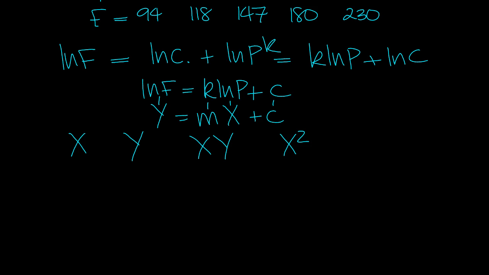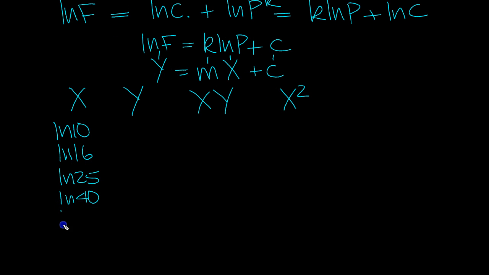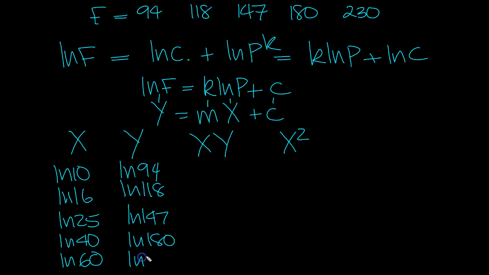So the x's are the log p's. So we've got ln 10, ln 16, ln 25. We could use any base logarithm we wished. ln is easy to write, so I'm just being lazy rather than write log. So ln 60, so why not use it? And then y is ln f: ln 94, ln 118, ln 147, ln 180, and ln 230.